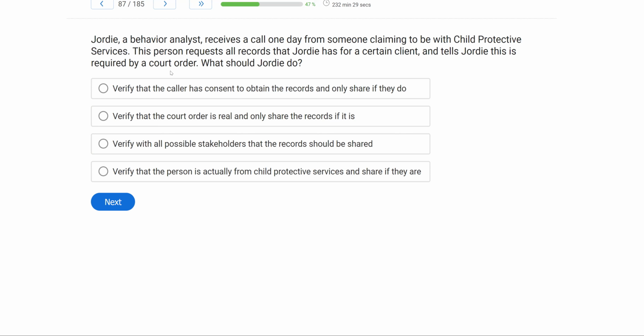If the law or the court says the records must be shared, Jordy has no choice. He has to share the records. Notice that we are going through each answer choice and explaining why the wrong answers are wrong, not only why the right answer is right. That's what you need to do for every single question, even on exam day. Go through each answer choice and understand why am I not picking this, and then why am I picking this?